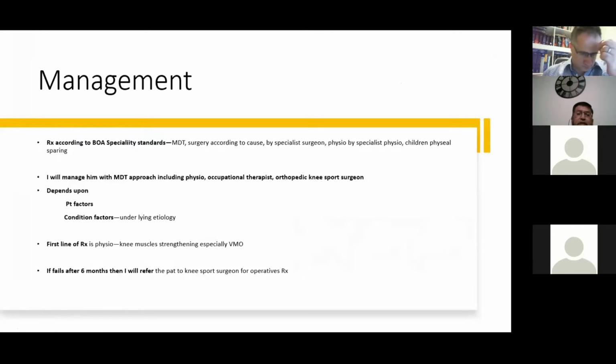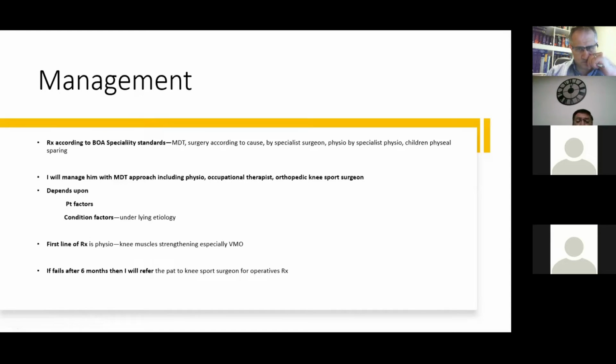Then come to the management. The management will be according to the BOA specialty standards. I summarize these important points here: the patient will be managed with the MDT. If surgery is needed, it will be according to the cause and underlying etiology, and this surgery should be done by a specialist surgeon who is used to doing this type of surgery. The next point is that the pre and post-op rehabilitation should be by the specialist physio.